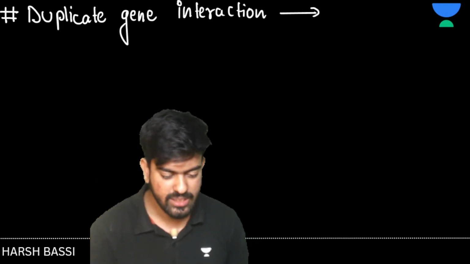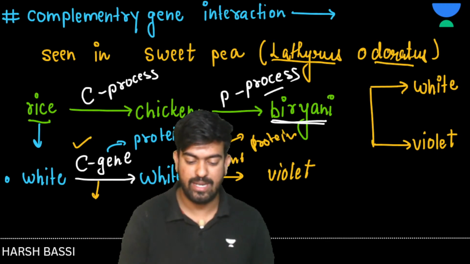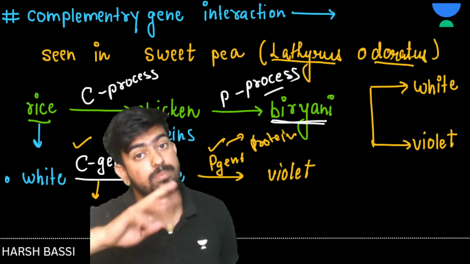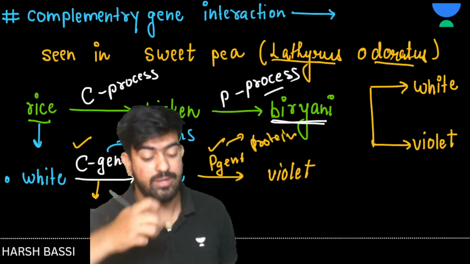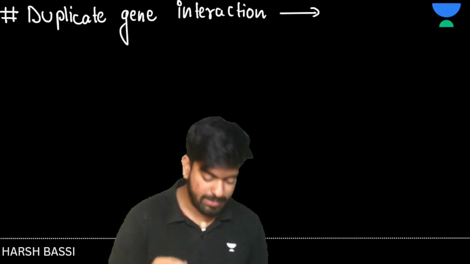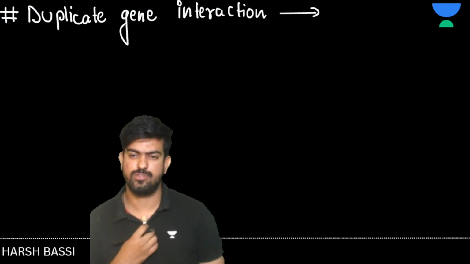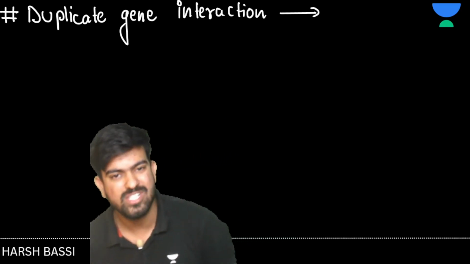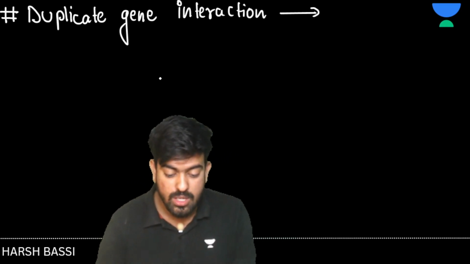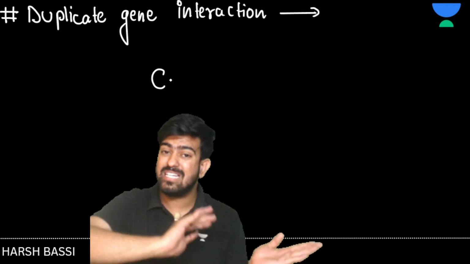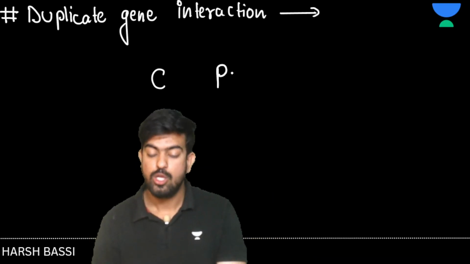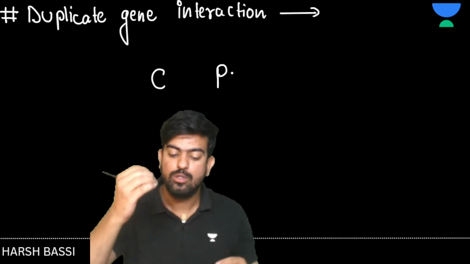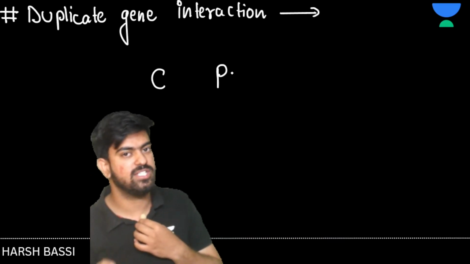In complementary, what was happening? Both dominant alleles should be present, right? But in duplicate gene interaction, even if only one is dominant, the work will be done. That means if capital C is working like capital P, then if either one of them is present, the work will be done. This is duplicate gene interaction.